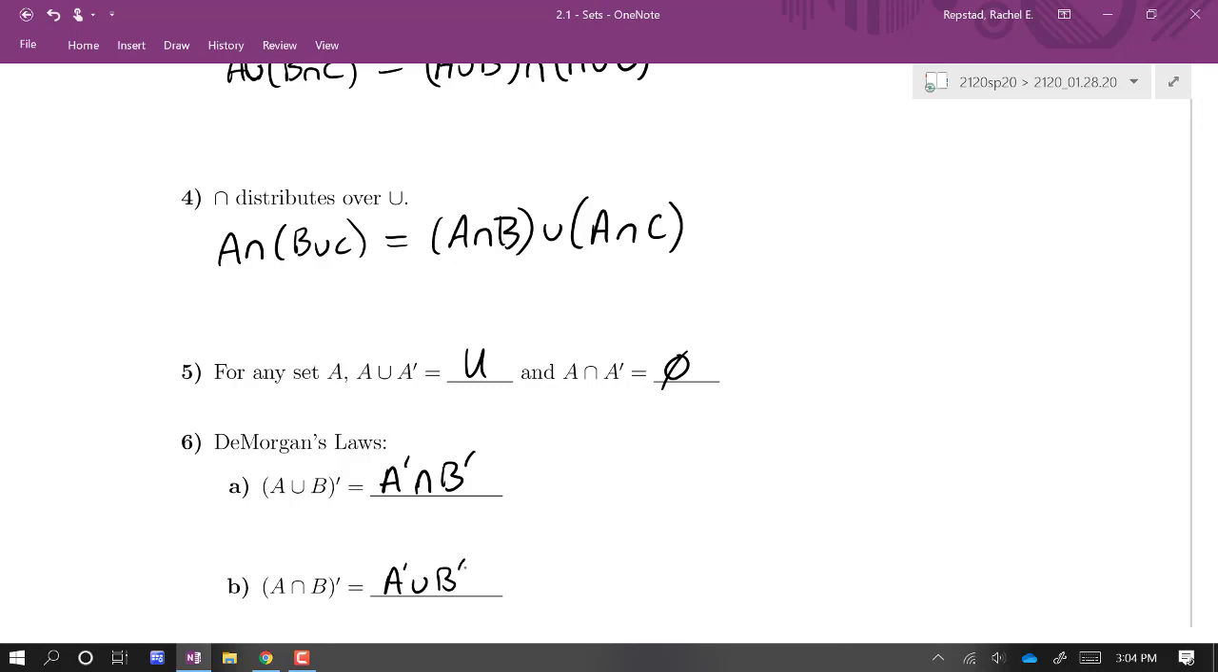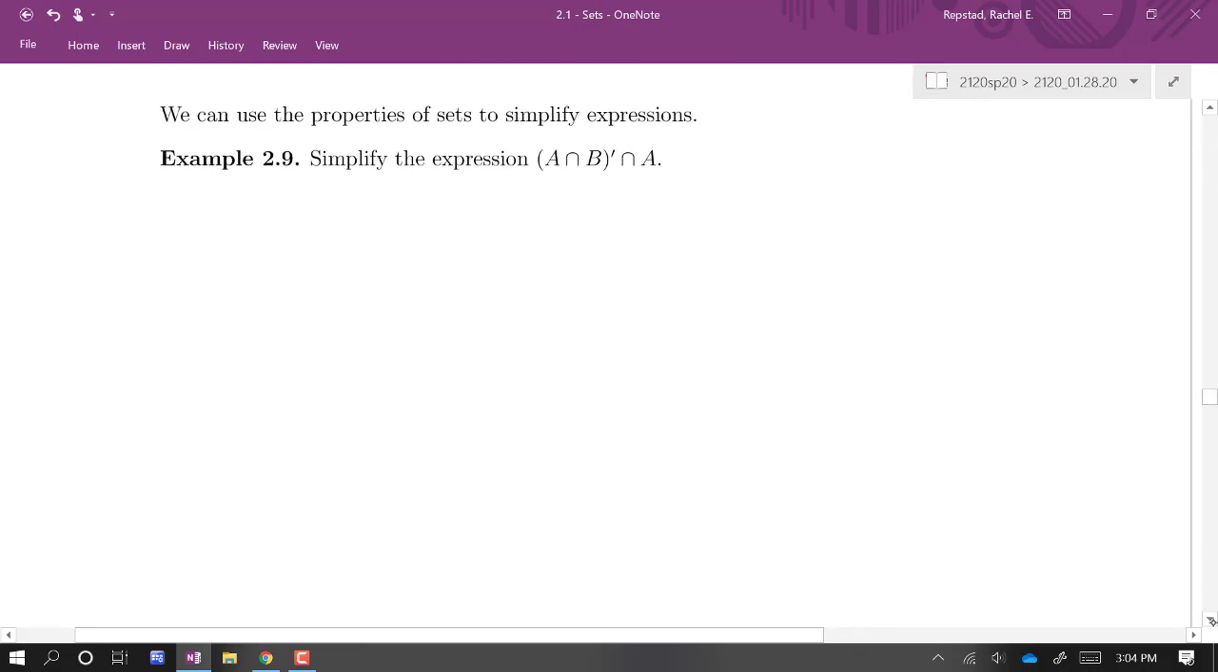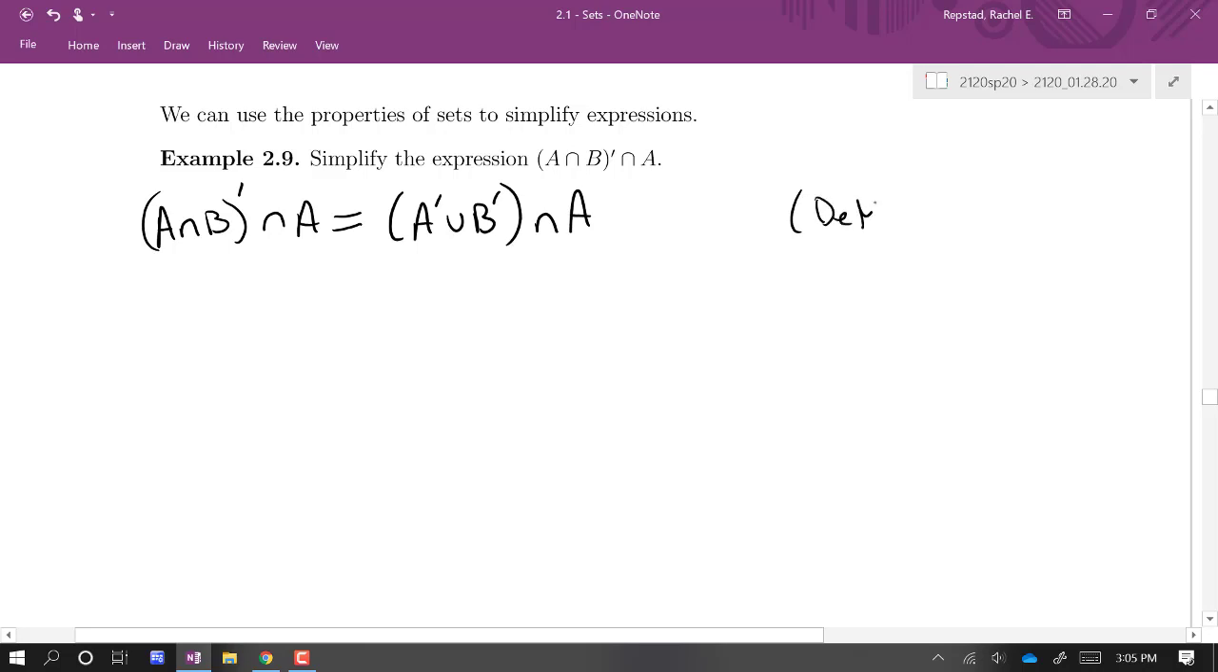We can use these properties of operations to simplify expressions. So let's say we want to simplify this expression: A intersect B, complement, and then intersected with A. If we use De Morgan first, we can rewrite that first part as A complement union B complement, and this is intersected with A. And I use De Morgan. Notice that I'm supporting each step with a reason. It doesn't have to be a sentence. I'm just citing what property I'm using.